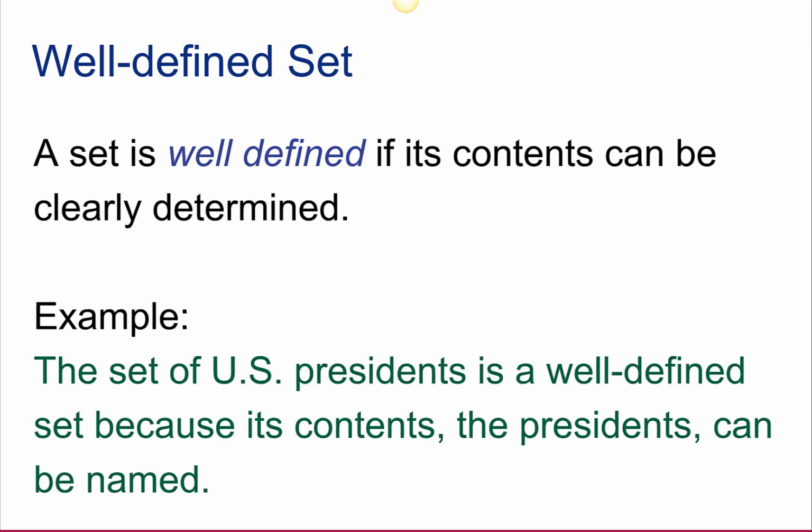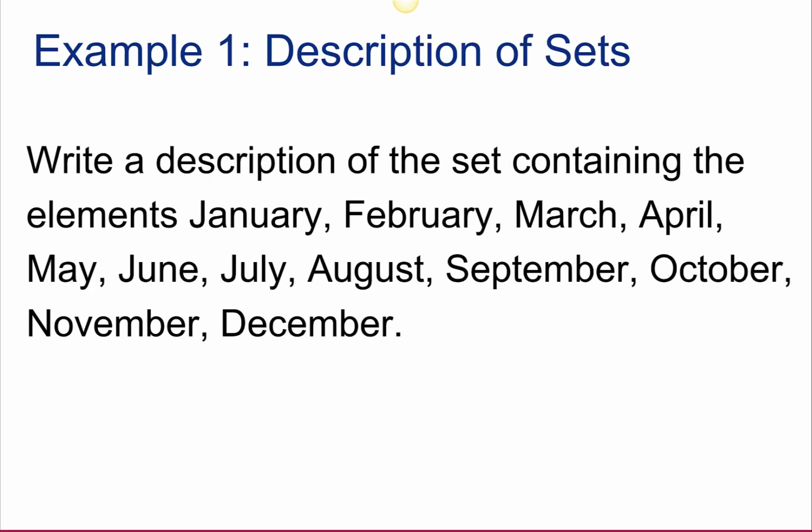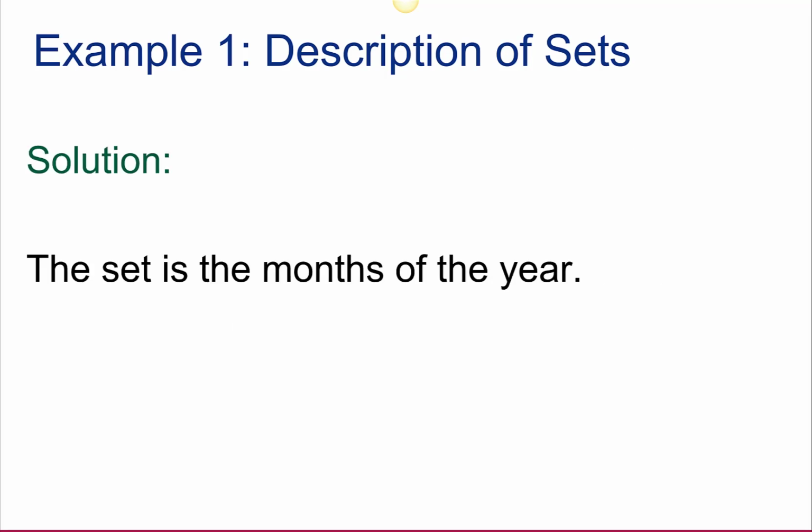For example, the set of U.S. presidents is a well-defined set because its contents, the presidents, can be named. Write a description of the set containing the elements January, February, March, April, etc. So we recognize these are the months of the year, so we write the description of that. The set is the months of the year.